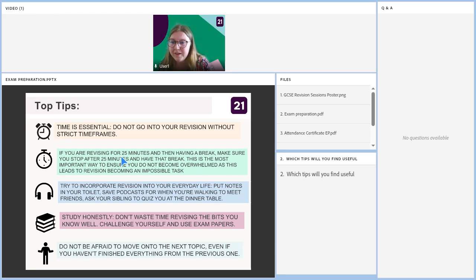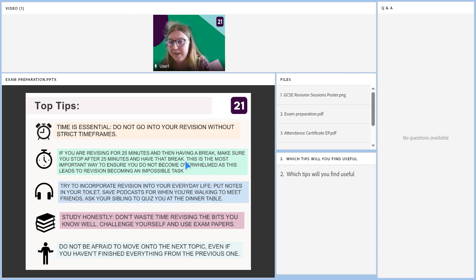If you're revising for 25 minutes and then having a break, make sure you stop after 25 minutes and have the break. Even if you think to yourself, oh no, this is fine, I can carry on. I actually feel all right. I'm in the middle of this. I'm going to carry on. Don't do it, because that's where you're doing that hyperactive revision, where you're going to then sit there for 3 hours. And then the next week, you're not going to want to revise at all. Make sure you're honest with yourself.